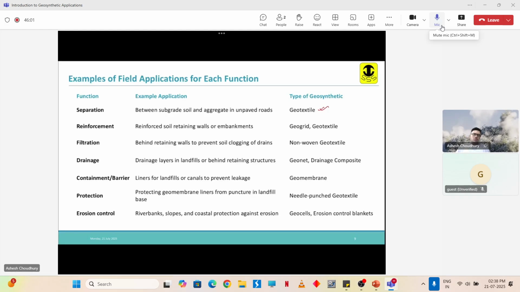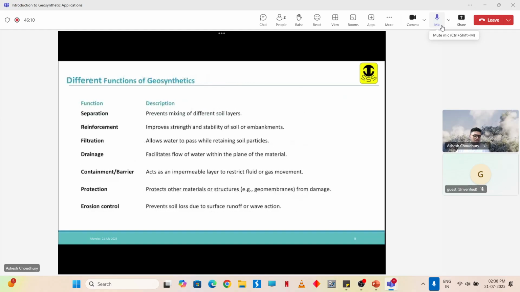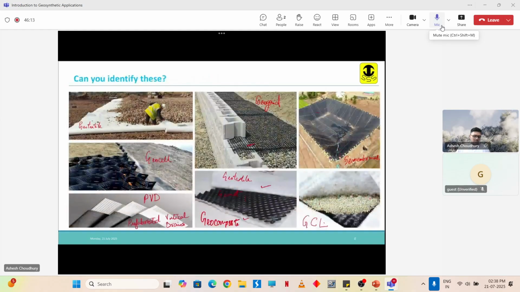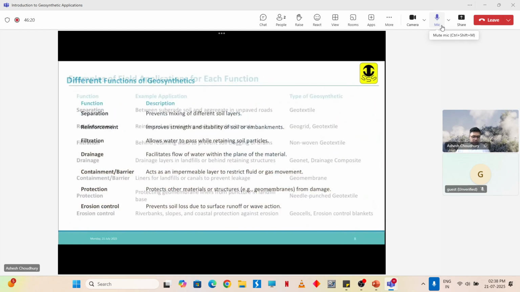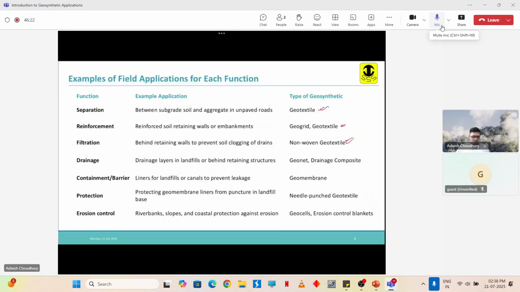So filtration also uses geotextile. Next we have drainage. For drainage we generally use a geonet or a drainage composite. A drainage composite is a geocomposite, with geotextile layers and a geonet in between, or we can use only a geonet. Then containment or barrier: liners for landfills or canals to prevent leakage. For that, always use a geomembrane.